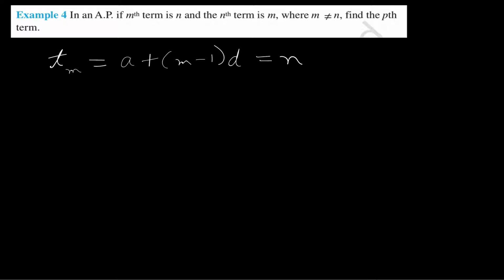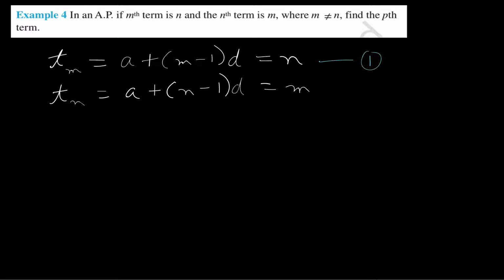And the nth term is m. So the nth term tn is equal to a plus n minus 1 times d. This is equal to m. And m is not equal to n. Find the pth term. So basically we have these two equations, and if we are able to find a and d, then we can easily find any term that we want to find.